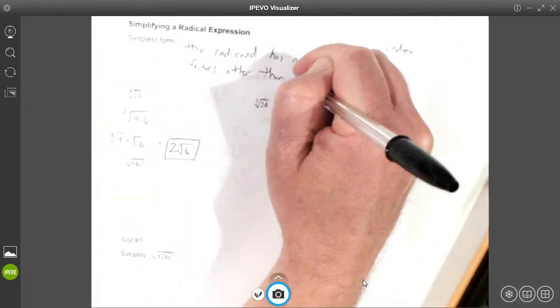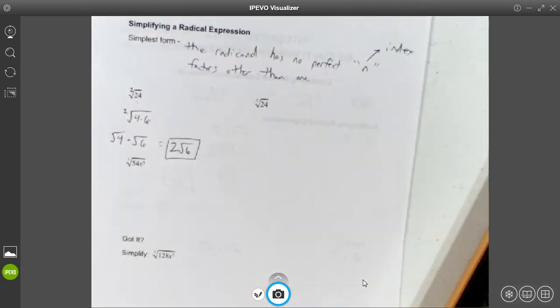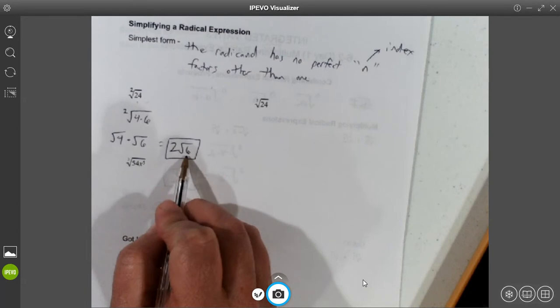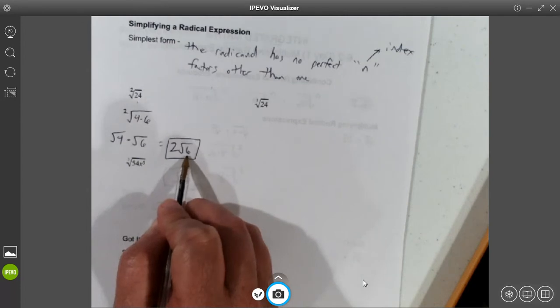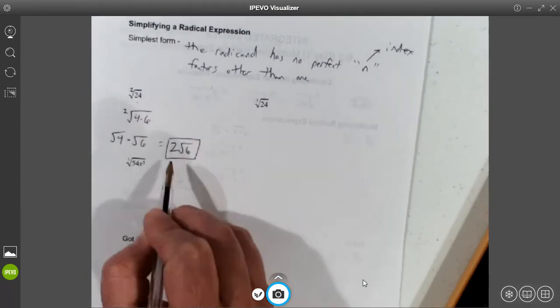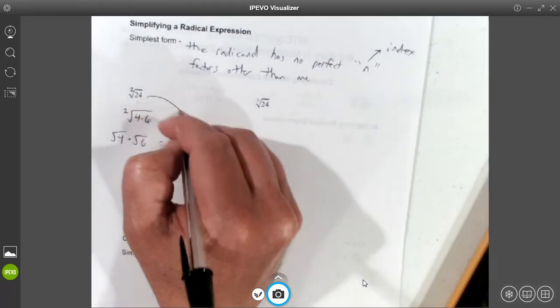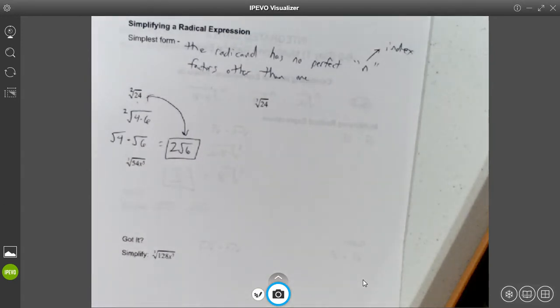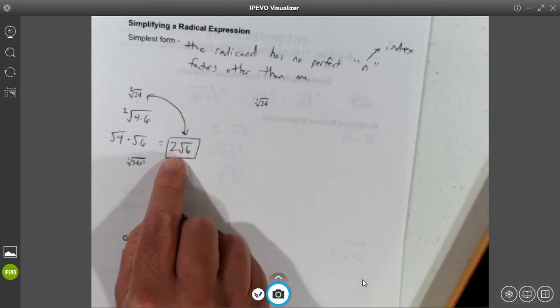Because 1 is going to be a perfect fifth root, a perfect fourth root. So other than 1, if I look at the factors of 6, 2 is not a perfect square. 3, 6, none of the factors of 6 are perfect square factors. All right. So these two are identical. The square root of 24 and 2 times the square root of 6 have equal values, but this is said to be in simplest form.